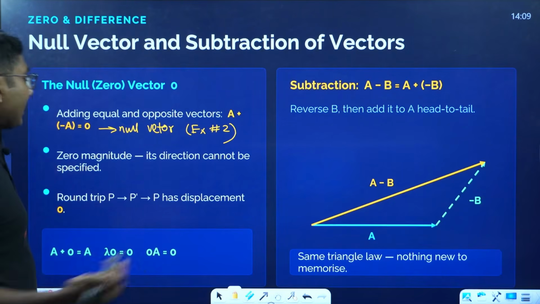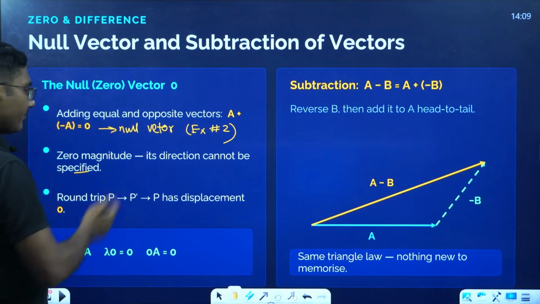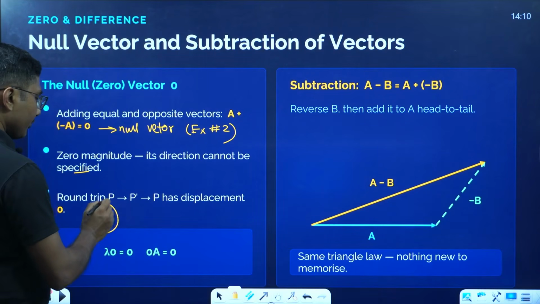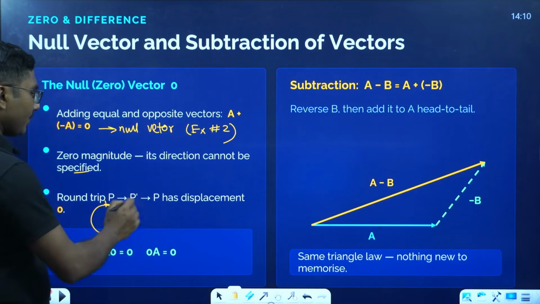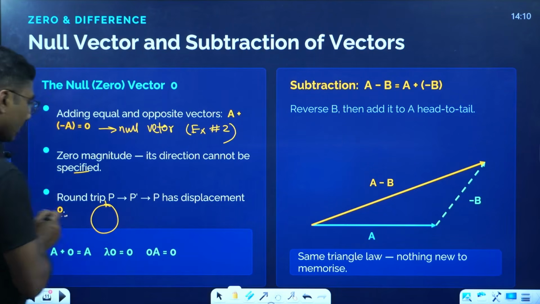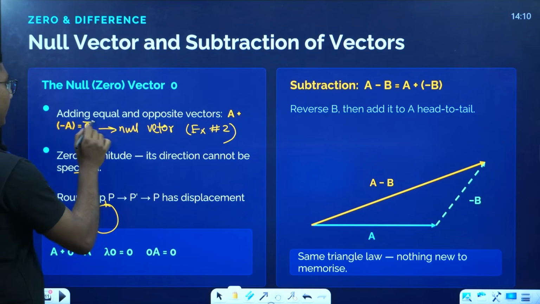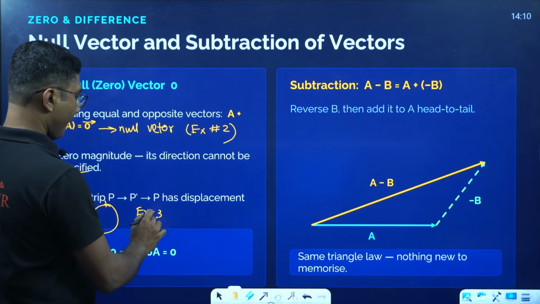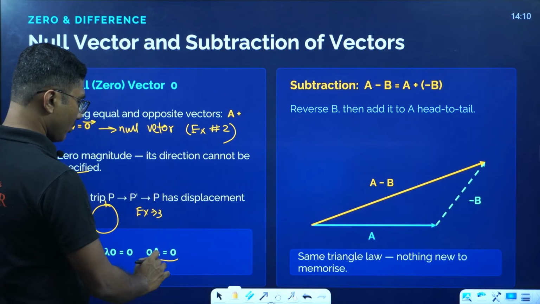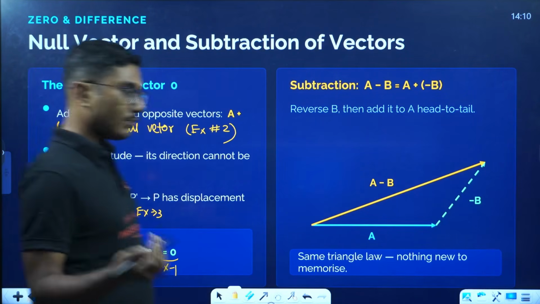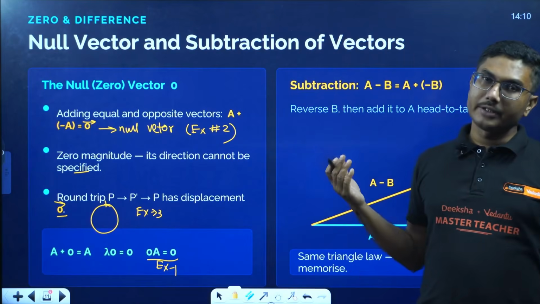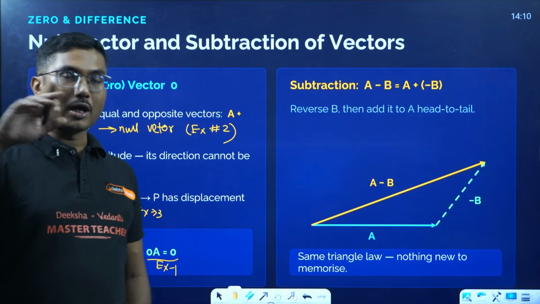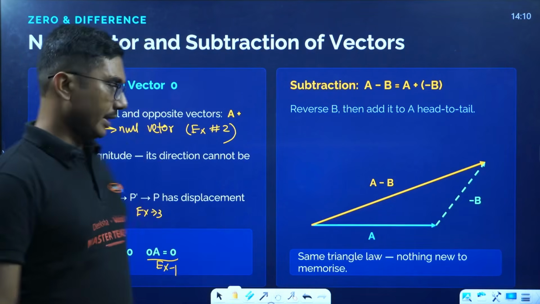Now a zero magnitude vector, its direction cannot be specified, is a null vector. Another example of a null vector is if you are going on a round trip. If your starting point and ending point are the same, then also the displacement is a zero vector or null vector. So these are the examples of null vector. Example 1 is when you multiply a vector with 0, you get a null vector. You subtract two equal vectors, you get a zero vector. You complete a round trip, then also you get a null vector.